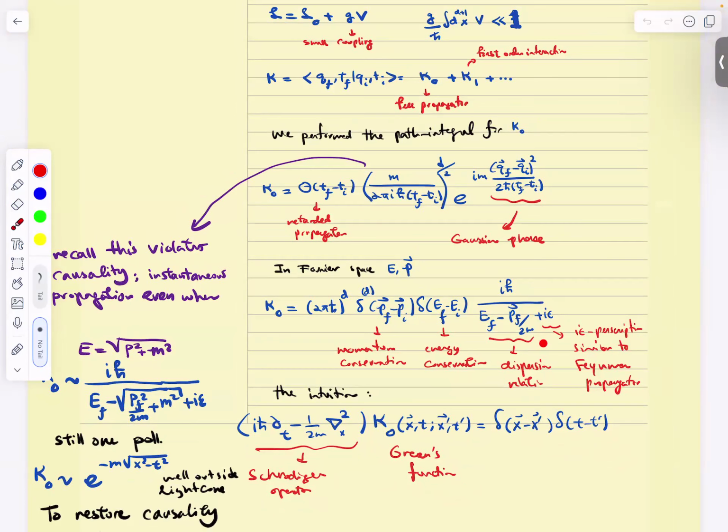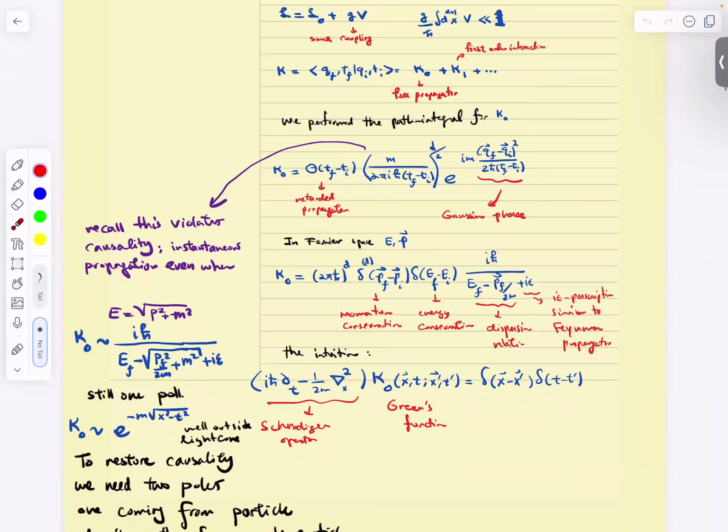Then we said that for the Fourier transform in time to energy to converge, we had to do this i epsilon prescription, right? And then it gave us a single pole. The single pole comes from this.